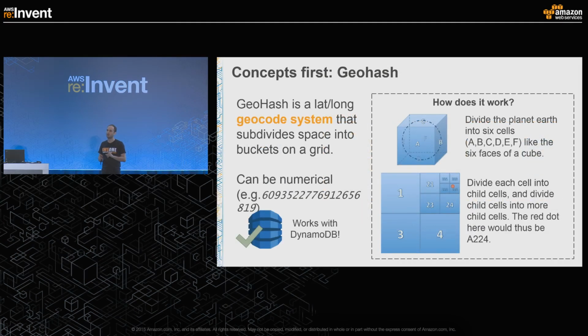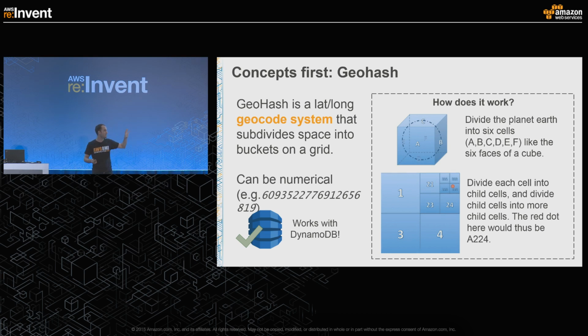Now, if we talk about geolocation, you might say, well, how do I store GIS data in DynamoDB? Well, there's a concept called GeoHash, which is basically a geocode system to code latitude and longitude in one hash that can potentially be numerical. I'm not going to go into too much detail, but just roughly outlining it.